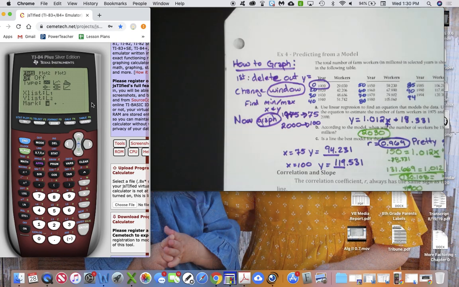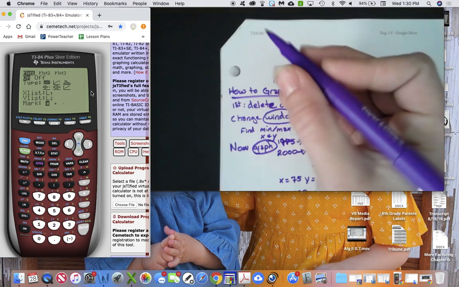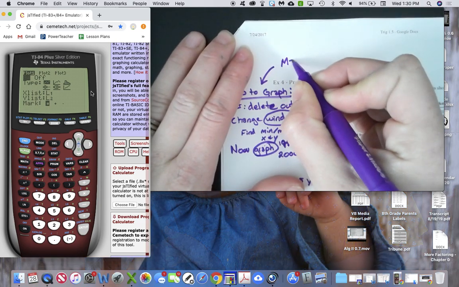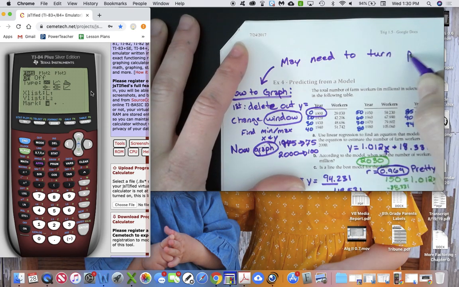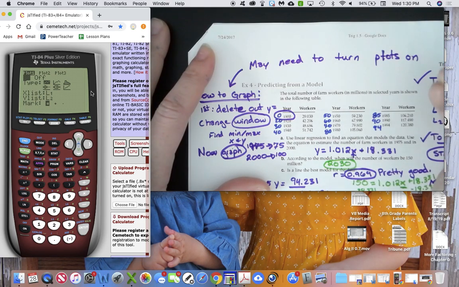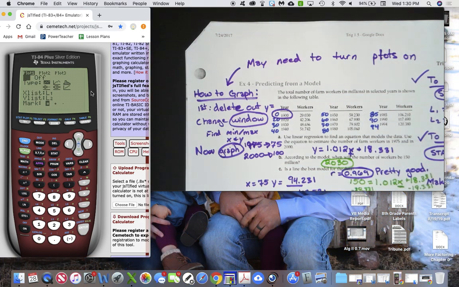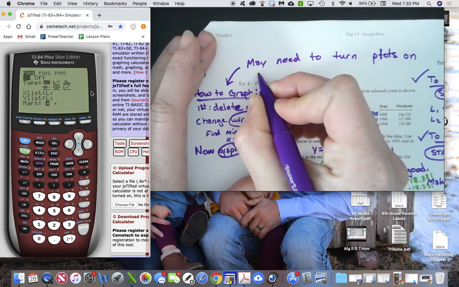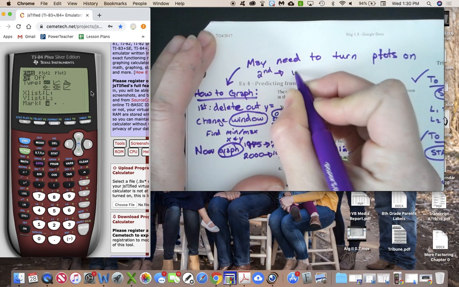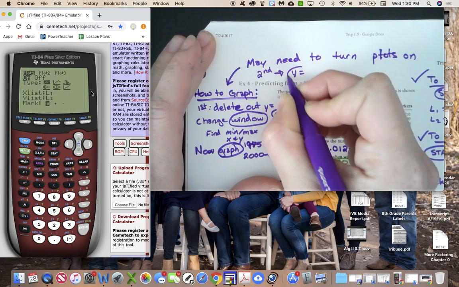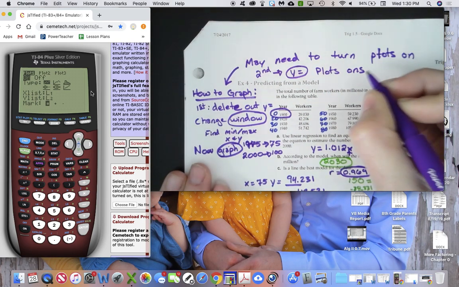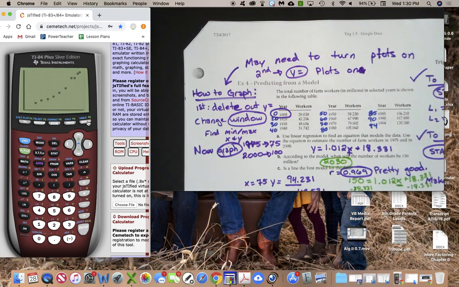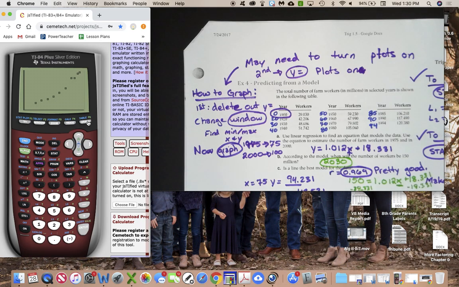Okay, so after I've turned my plots on, I'm going to put a little note. May need to turn plots on. And you do that by second y equals, plots on. Yours are already on. Now after you turn them on, hit graph. There they are. Okay, good.